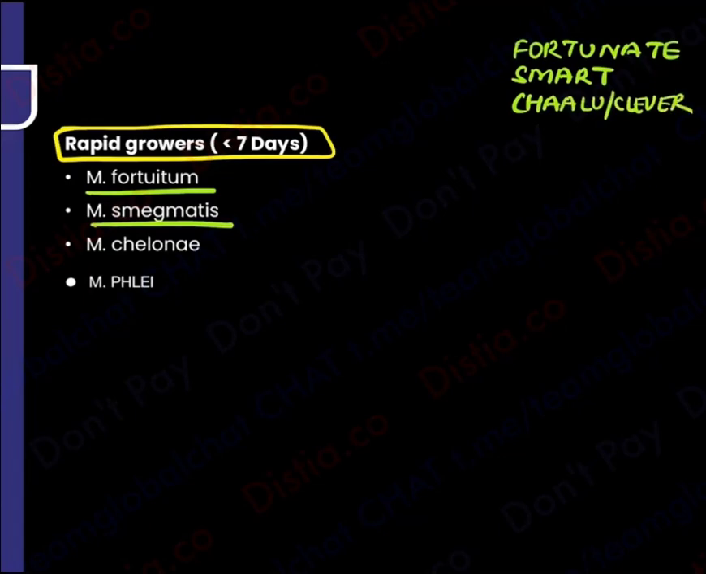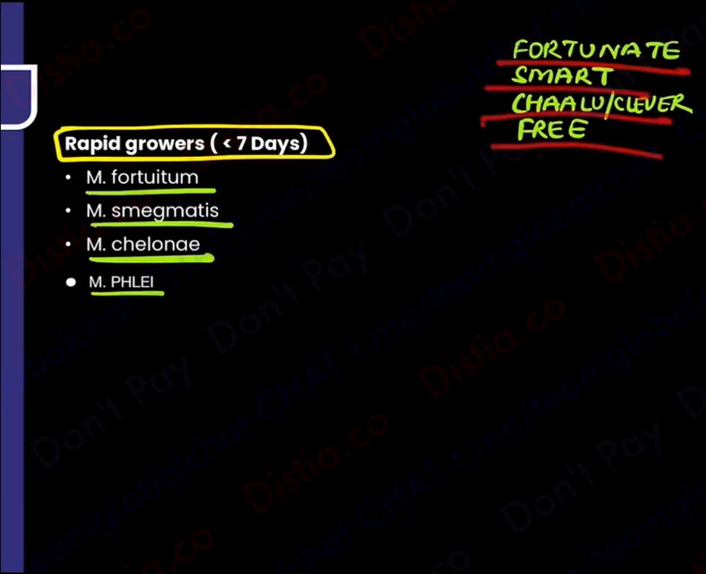So chalu, clever means chelonae, or they are so lucky in life that they were just sitting free like the influencers and still getting famous. So that is fortuitum. So please remember, Mycobacterium, who are the people who rapidly become viral? Fortunate, smart, chalu and free people. Fortuitum, smegmatis, chelonae and flavescens. These are going to be the rapid growers, and especially chelonae.